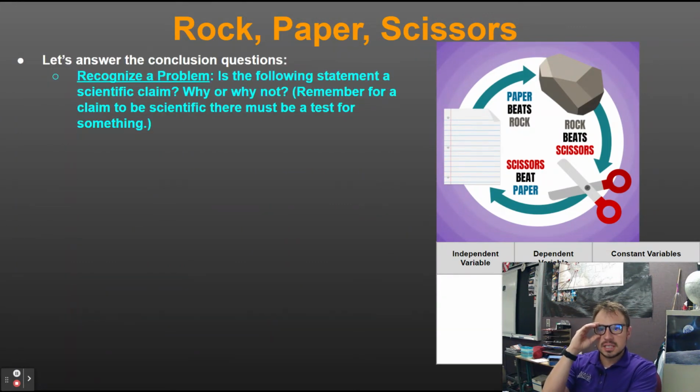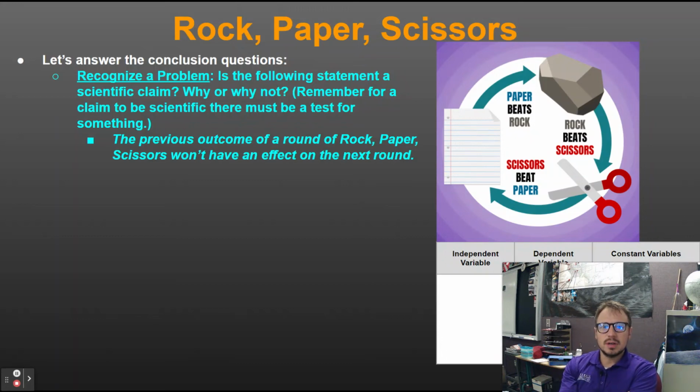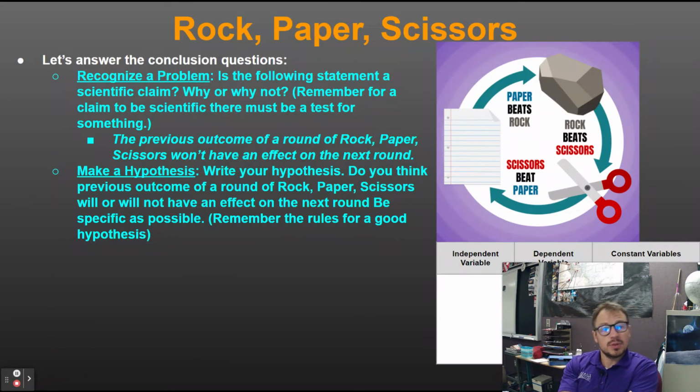Is the following statement a scientific claim, why or why not? The previous outcome of a round of rock, paper, scissors won't have an effect on the next round. Well, yes, it is a scientific claim because there is a test for wrongness. We can go out and see if the previous round affects the next round.